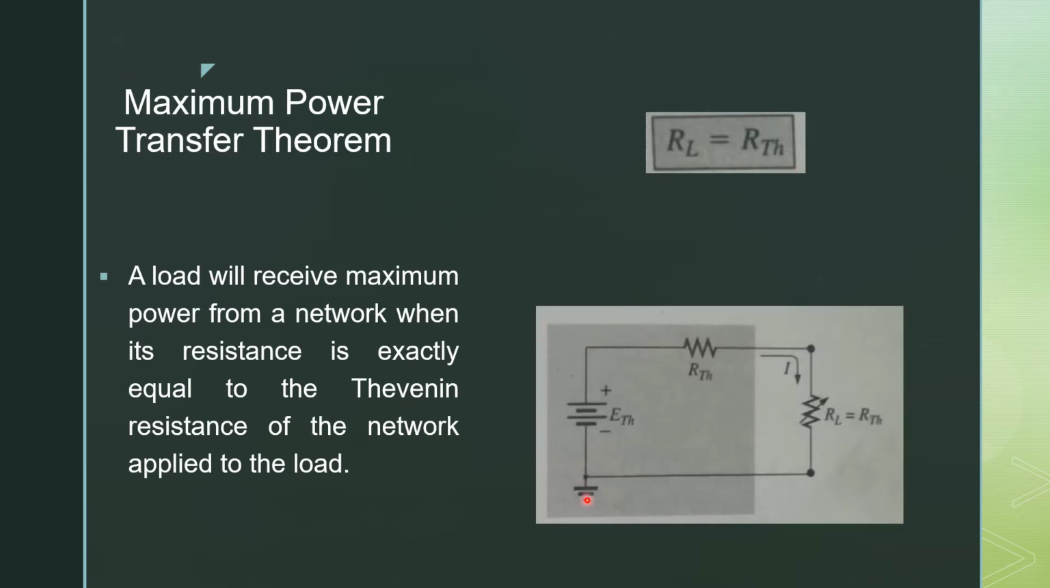From the figure you will see that this shaded region is the Thevenin equivalent circuit, in which this resistor is R Thevenin. When this R Thevenin is equal to the load resistor, we say that the maximum power is being delivered.